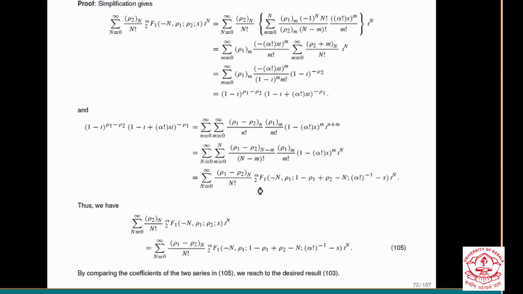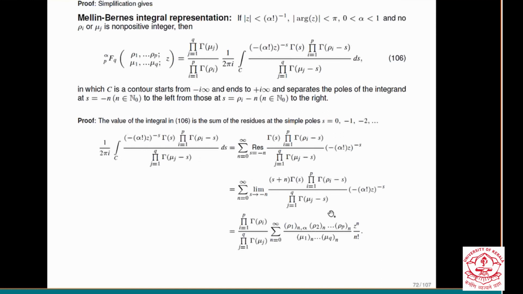So this is 104, which is the proof of this theorem in our result. Finally we arrived at 105. By comparing the coefficients of these two series in 105, we reached the desired result 103. And here we also obtained a Mellin-Barnes integral. This is equation number 106, by imposing all the conditions, which are mentioned over here.